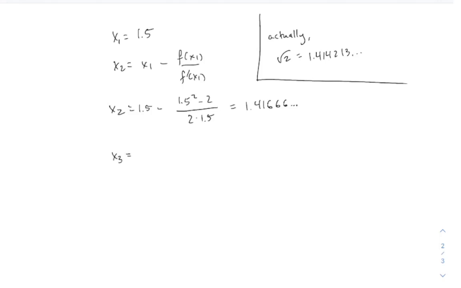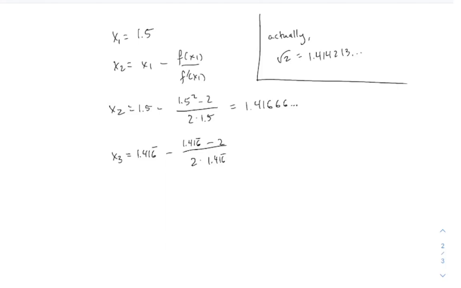This time, I am going to do the same setup again, but I use this 1.416 repeating instead of 1.5. So it's going to be 1.416, I'll put the little bar there. You know what I mean by that, right? Up here, 1.416 with the bar minus 2 divided by 2 times 1.416 repeating. I plugged it in again.